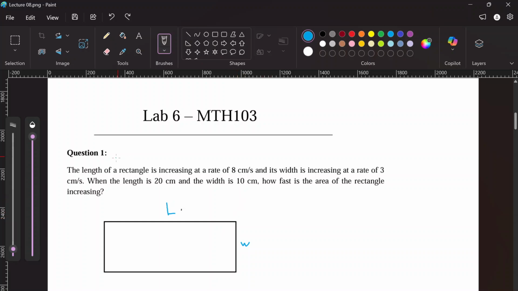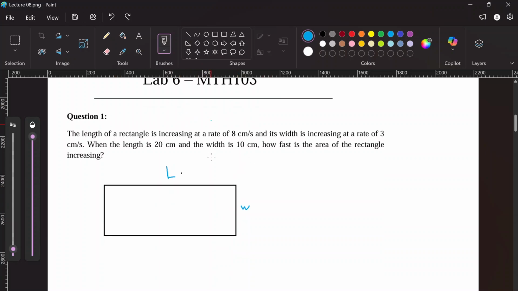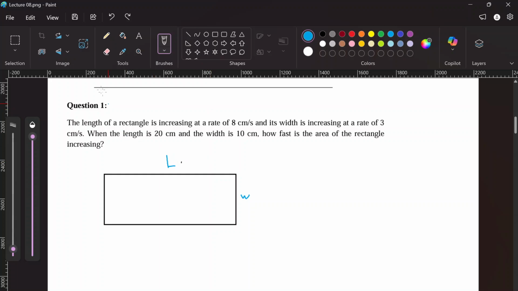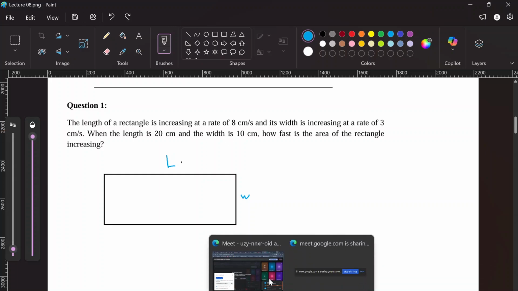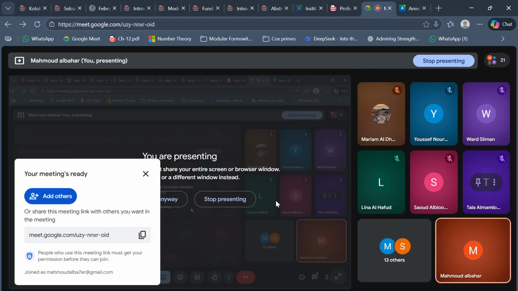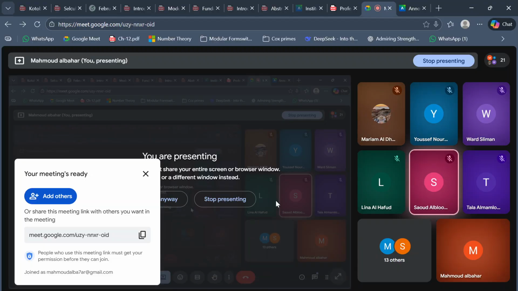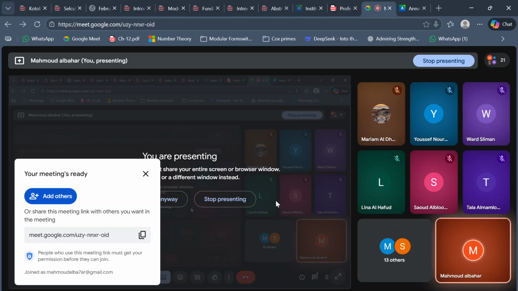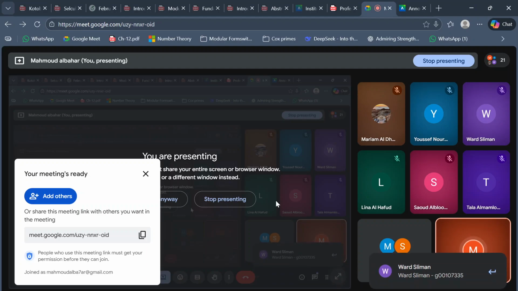Let's start with the first question. Professor, will it be given in the exam? Related rates. No, I mean in the midterm. I'm not sure. You need to ask your professor about this. I think you need to ask the professor.